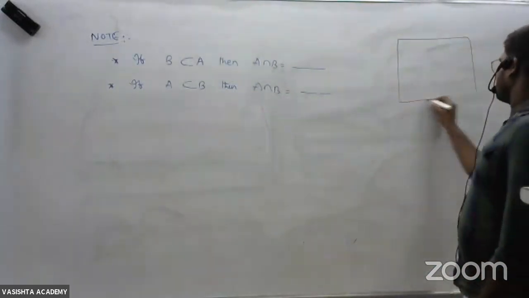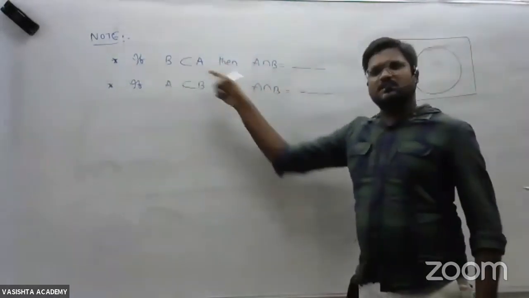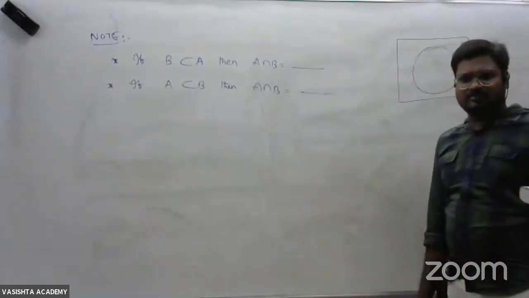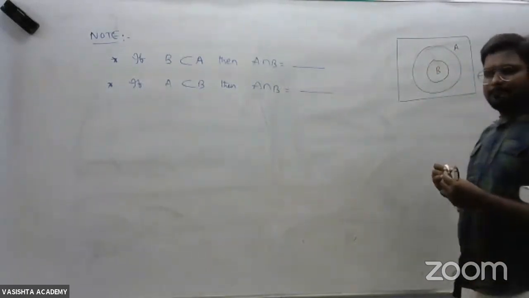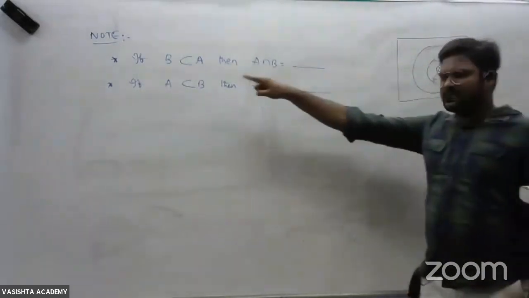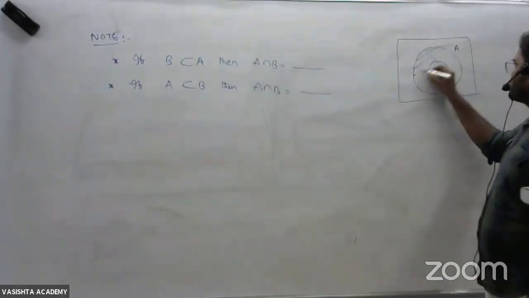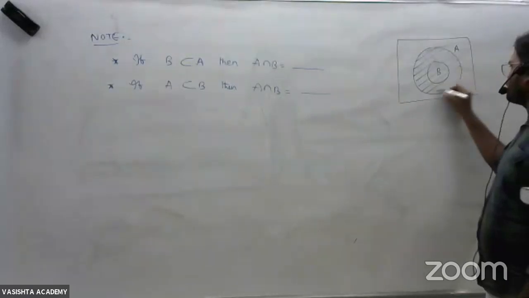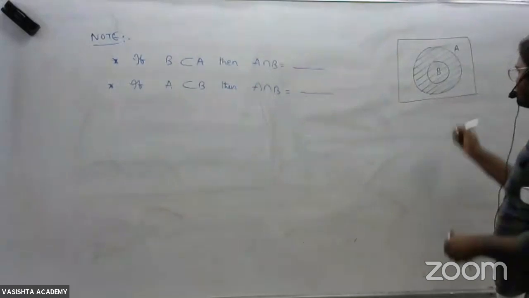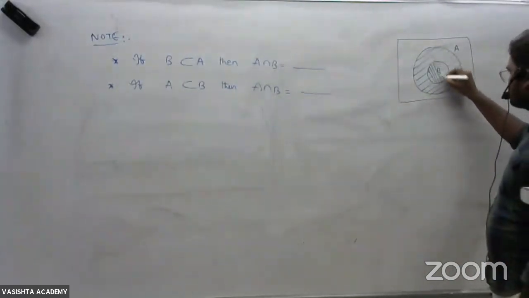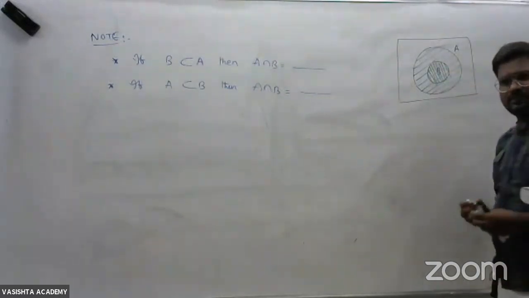Take the Venn diagram. It will be very easy. He is saying B is a subset of A. So B will be inside of A, right? This is A. This is B. This is the diagrammatic representation of B is a subset of A, right? Now, this is total set A. Now, I'll use one more color. Green color is B.